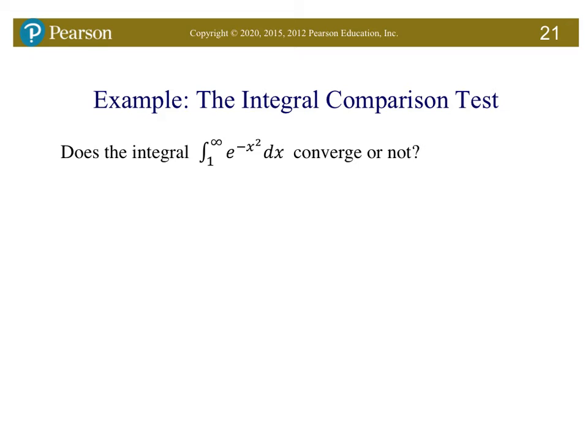Well, we established that e to the negative x compared to e to the negative x squared, we established on an earlier slide that the inequality would go that direction. Well, if the inequality for the functions goes that direction, then the inequality for their integrals is going to go that direction also. So let's figure out what this one does.